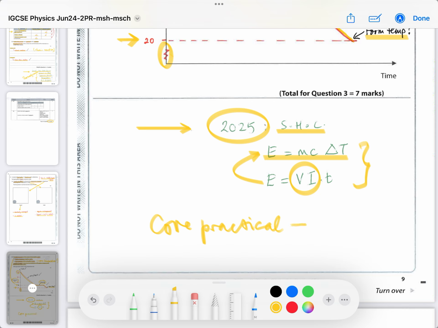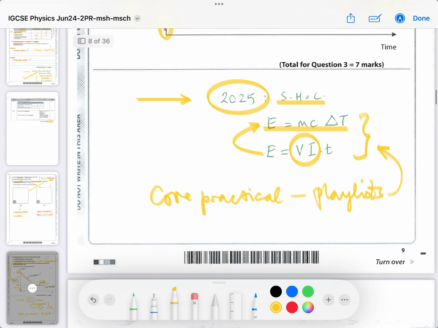In one of my playlists, check the playlists, it's got exactly what you need to know for this core practical. Like how you do the experiment. So they could give you a question on this precise experiment.